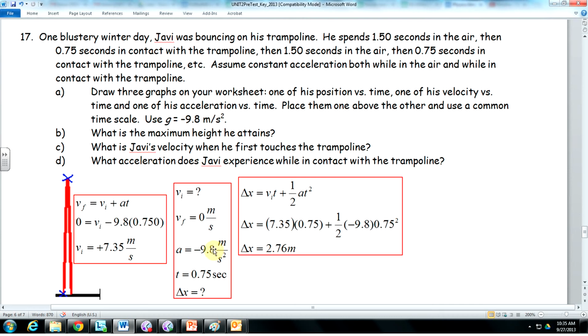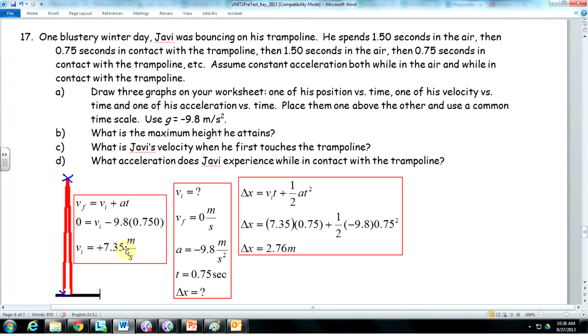So acceleration is negative 9.8. We have the final velocity is 0. The time on the way up is 0.75. I'm asking about the initial velocity here, so that enables me to just plug into this equation: Vf equals Vi plus At. Don't forget your negative on the 9.8. Right? When we solve for Vi, we end up getting 7.35 meters per second.